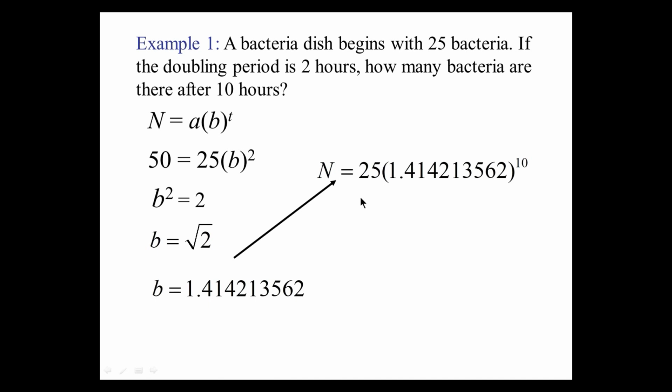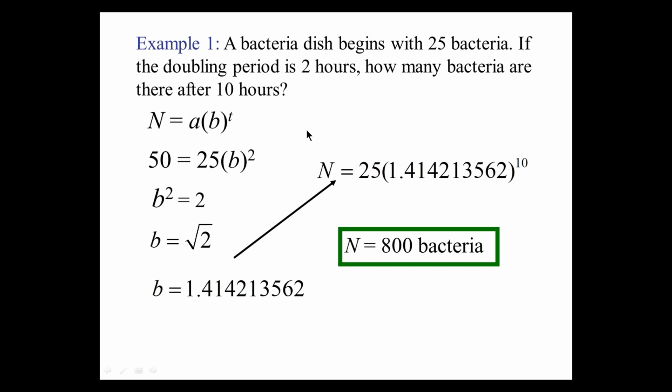Here's the form. ab to the t. So it's a, the initial conditions, times b, the base, which we figured out, to the t. And t is going to be 10 hours, because the question is how many bacteria are there after 10 hours? And we use a calculator for this. There's 800 bacteria after 10 hours.